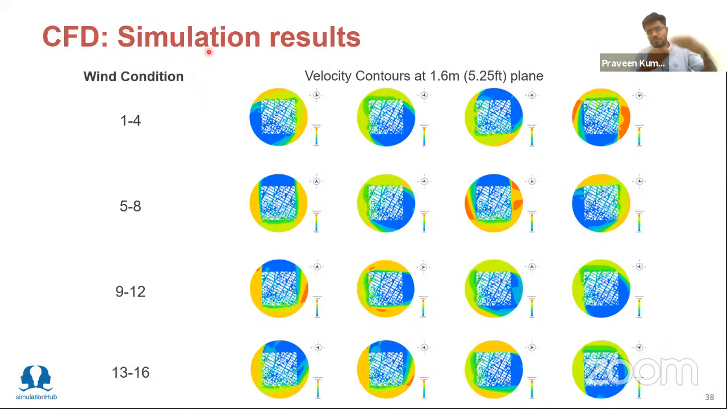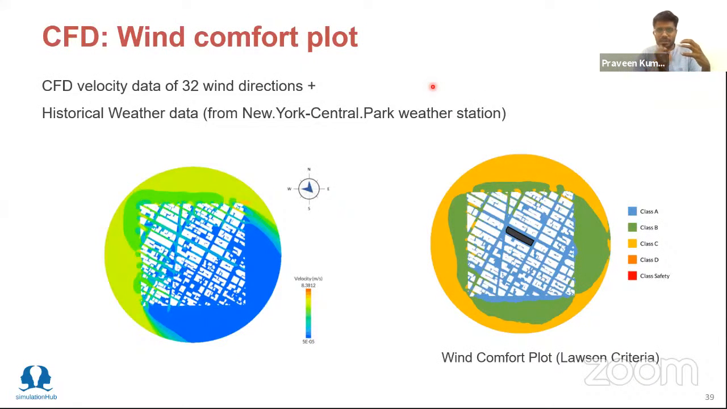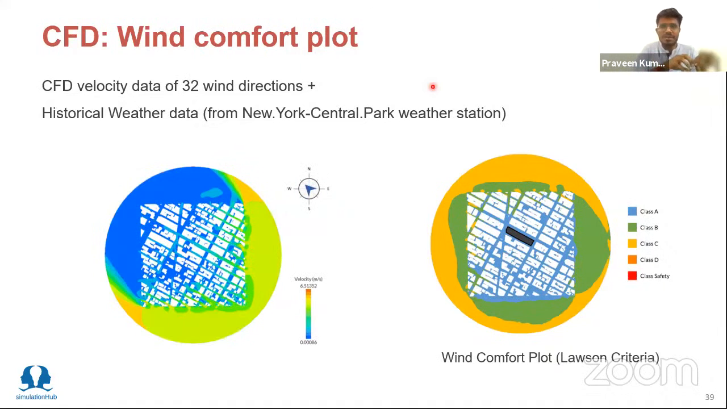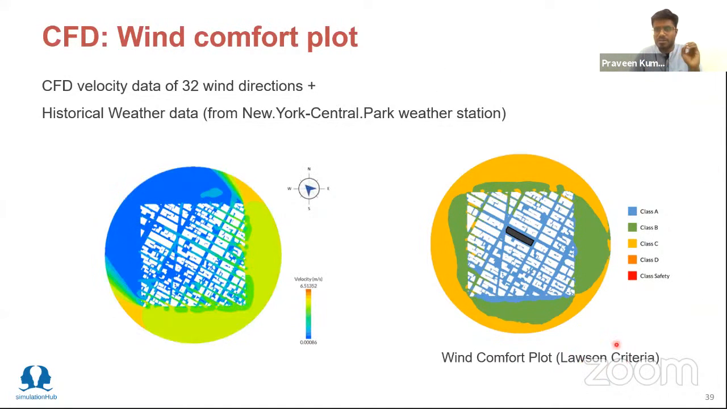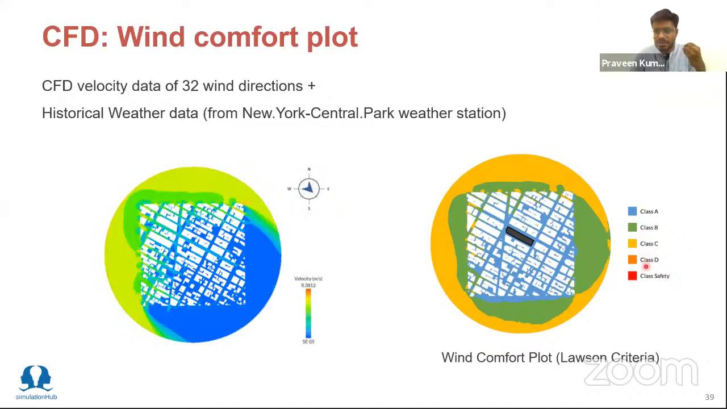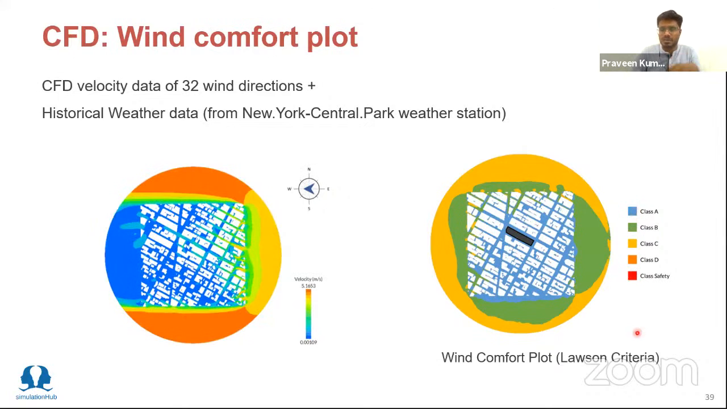Once the simulations are performed in the cloud, we provide all the data for each and every wind direction. Here I've shown only up to 16, but for this case we have used 32 wind directions. All these simulations are done for each wind direction, as you can see. The contours shown in this presentation are taken at 1.6 meters from the ground, which is the breathing level, the head level of a standing occupant. Now we combine all this CFD wind velocity data with the historical weather data available for that site location, and process it along with the criteria the user has selected to create this wind comfort plot. The colors indicate each class, for example the red color indicates distress and danger, as seen in the Lawson criteria.